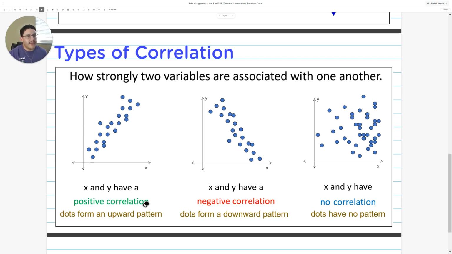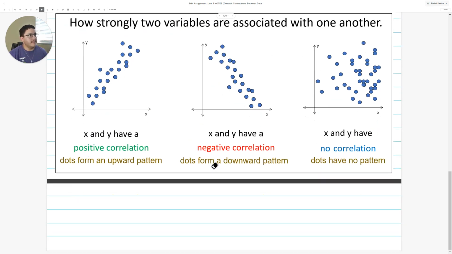So we have a positive correlation where the dots on a scatter plot form a positive trend, meaning that it's going up. Negative correlation, where the general trend of the dots is going down. Or no correlation, where we just don't notice a trend at all. There's no pattern. There's nothing that tells us whether it's going up or down. It just kind of looks like a bunch of random dots. So that's the case for no correlation.